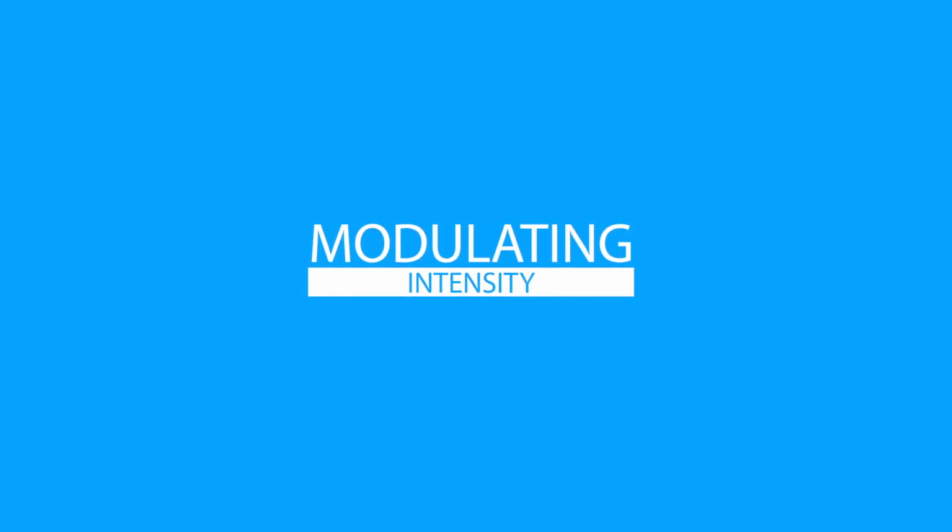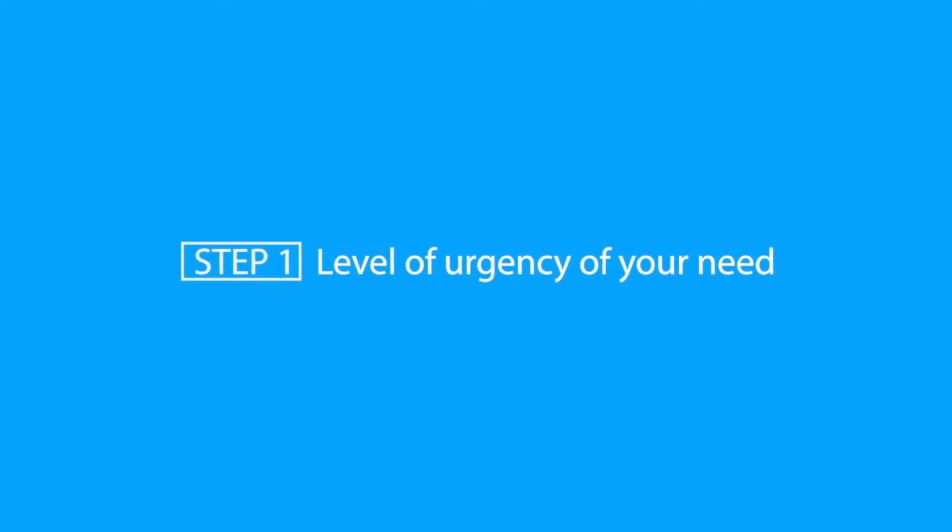Modulating intensity. Step 1. Level of urgency of your need. First, try to become mindful of how urgent you feel that need is. If you have the time during the conversation, try to cognitively put a number from 0 to 100. Does your request refer to something that you have to do right away, or is it something that is not that urgent? How important is your request? Do you feel like you can be flexible with your request or not?